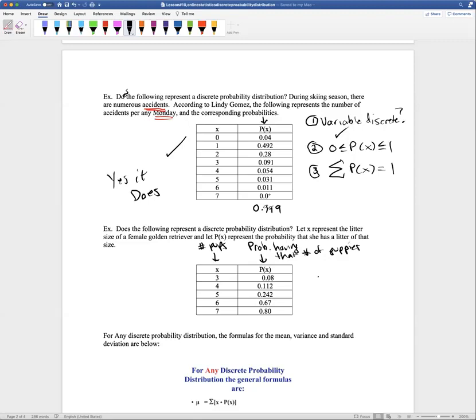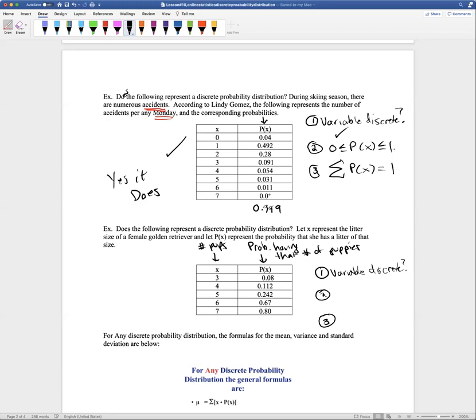Okay, so let's check and make sure that all 3 conditions work in this example. Does this represent a discrete probability distribution? So again, first of all, is the variable discrete? Is the number of puppies that a golden retriever has discrete? And the answer is yes, you can count the number of puppies on your hand.